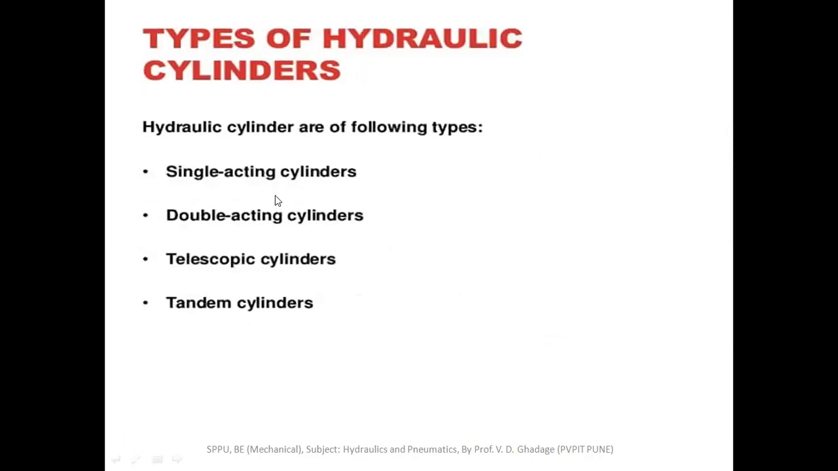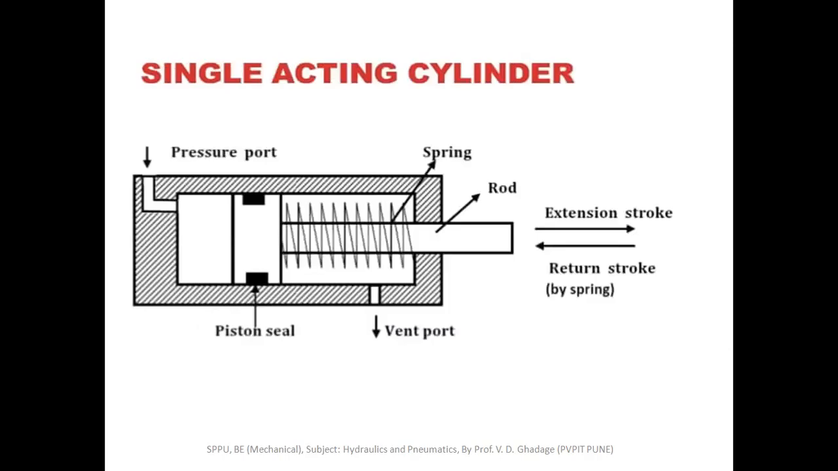Types of hydraulic cylinders. Hydraulic cylinders are of the following types: single acting cylinder, double acting cylinder, telescopic cylinder, and tandem cylinders. In the single acting cylinder, we can see here the pressure port. This is the piston seal. This is the vent port. This is the spring and shaft rod. The extension stroke is in the rightward direction, and the return stroke is by the spring in the inward direction.